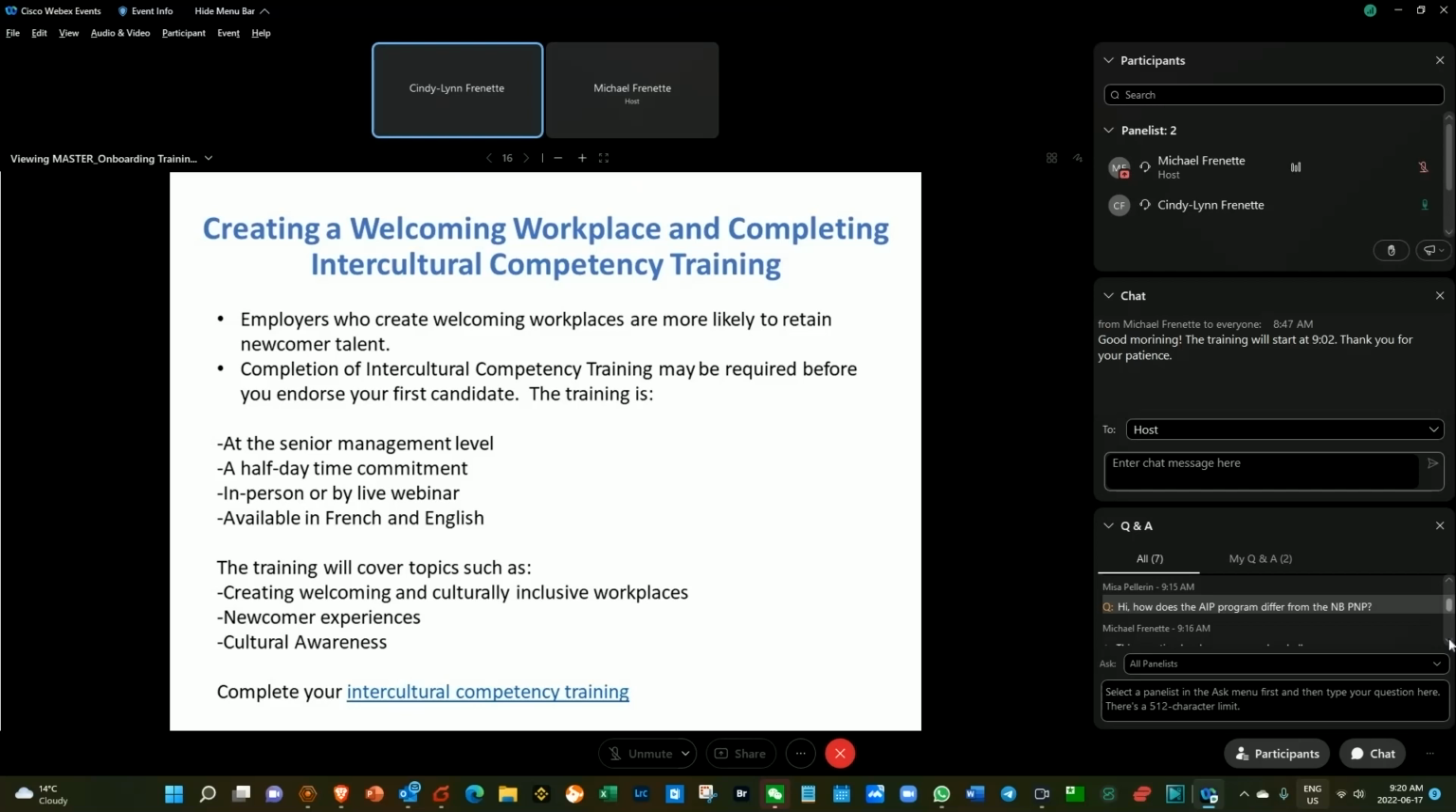It will need to be completed before you are able to endorse your first candidate. You'll need to include proof of completion when you submit your endorsement application to the provincial government. The intercultural competency training is designed for the senior management level. It will require a half-day commitment, and it is available in French and English, either in person or by live webinar.